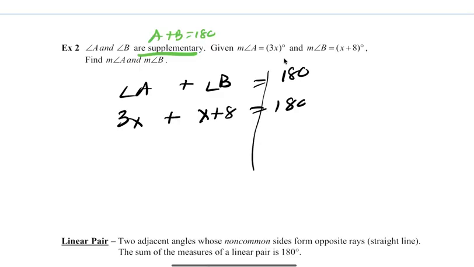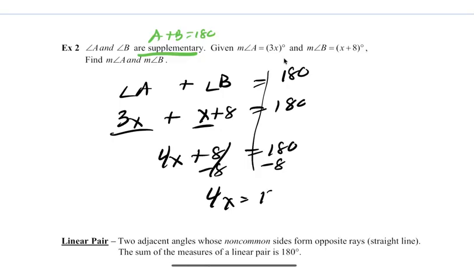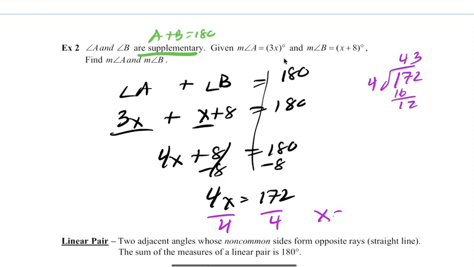Same math rules. We've got to simplify first if we can. So I get 3x plus 1x, that's 4x, plus 8 equals 180. Subtract 8 from both sides. 4x equals 172. Divide by 4. 172 divided by 4, just a divide. That goes in there 4 times, so 16, 112, so 3. So 43. So x equals 43.